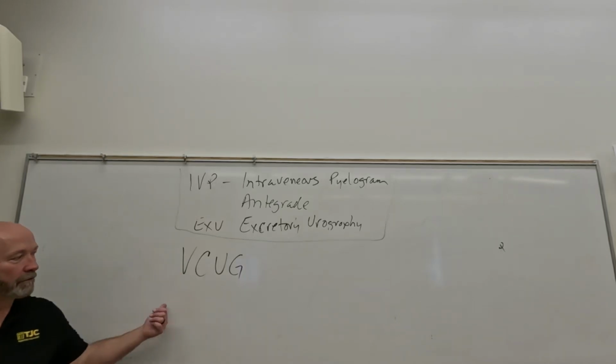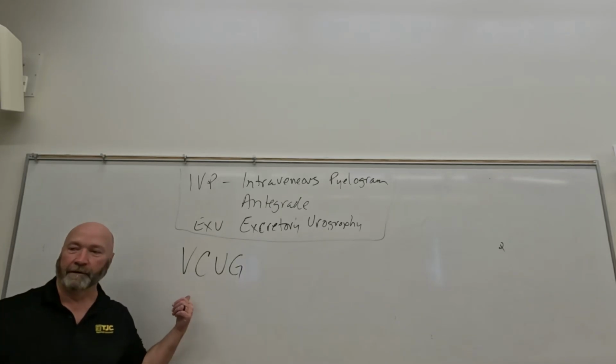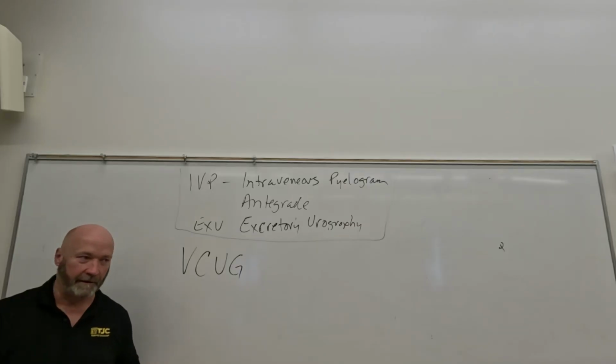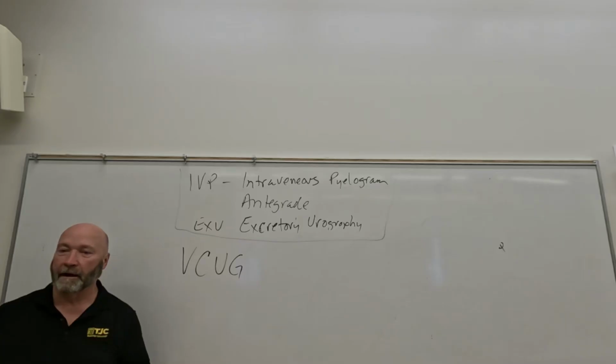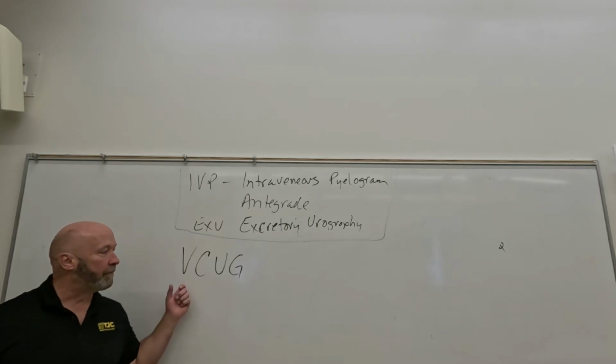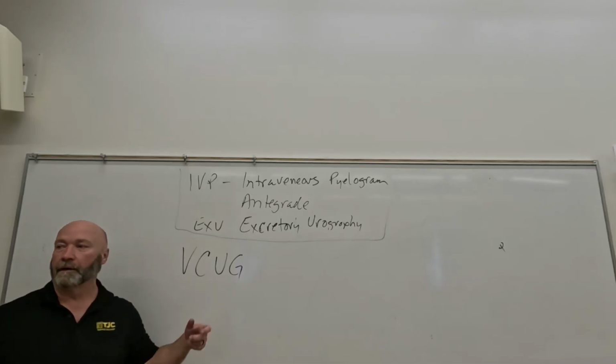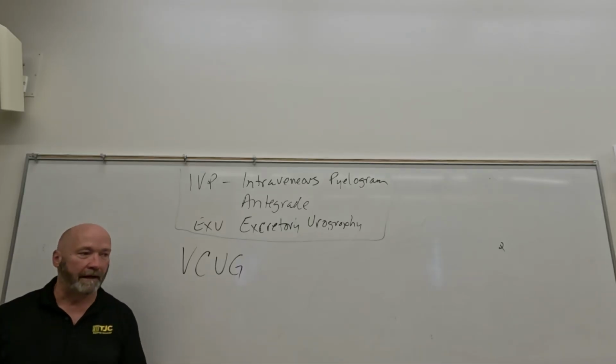So what we're going to do with this is fill the bladder up. They're going to put a catheter into this poor little kid, fill the bladder up, pull the catheter out, fluoro, and say, okay, pee all over yourself. And what we're going to be looking for is reflux going up into the kidneys. VCUG, voiding cystourethrogram: we're looking for reflux going from the bladder up into the kidneys. Okay?